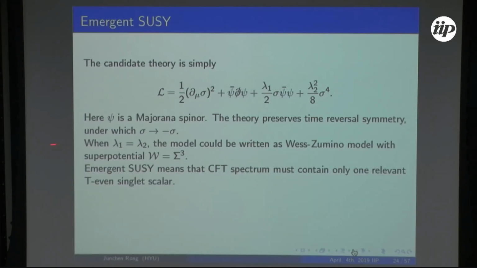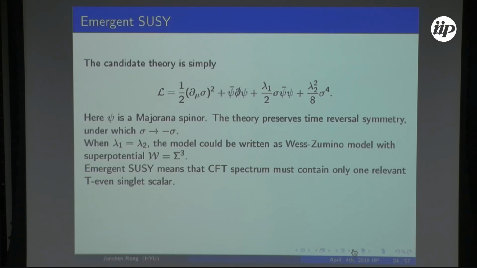And this theory has a property called emergent supersymmetry. Why is it emergent supersymmetry? That means you don't need to tune any parameter to reach that fixed point. And that means non-supersymmetric RG flows can naturally flow to that fixed point. Okay, so this means that the CFT spectrum must contain only one time reversal even singlet operator. Okay. You cannot have too much; basically the one I'm talking about is epsilon.